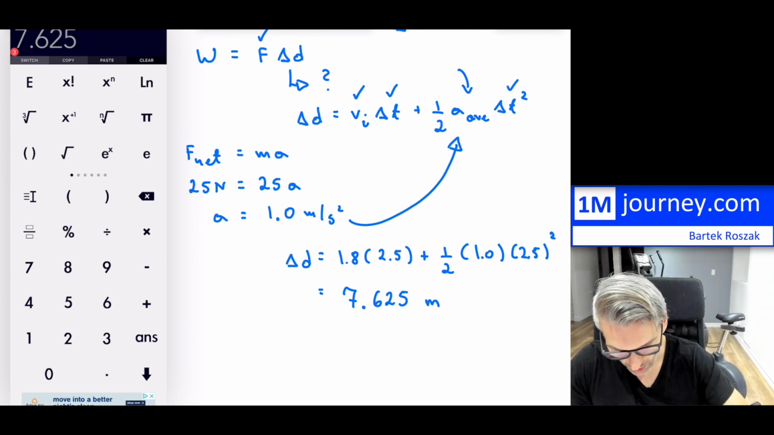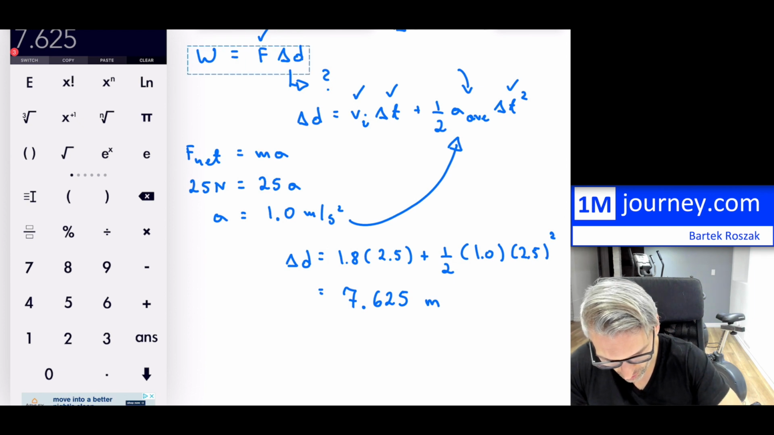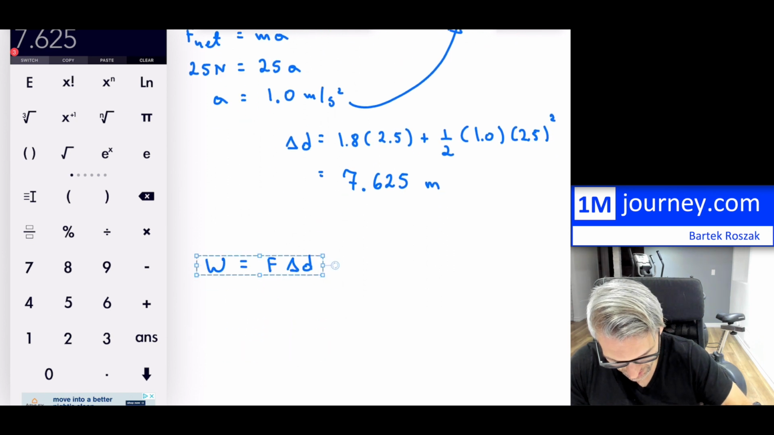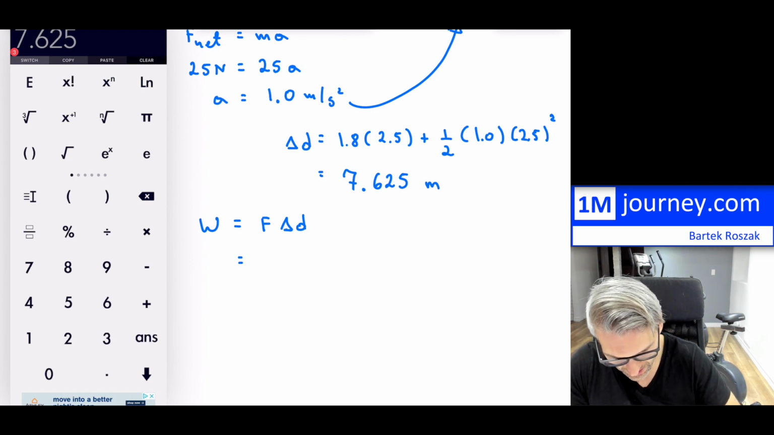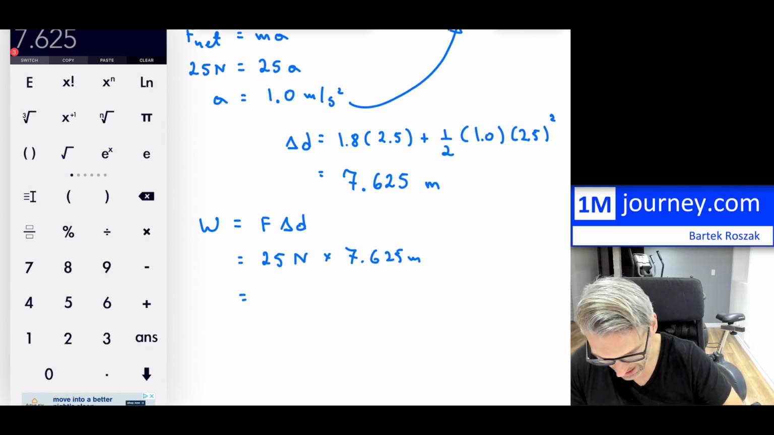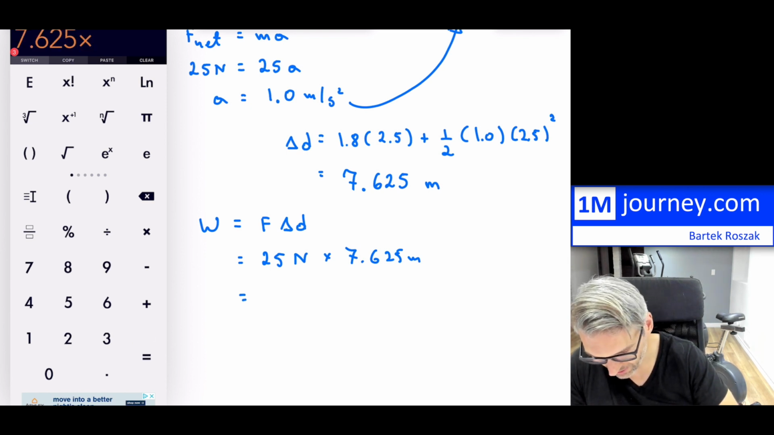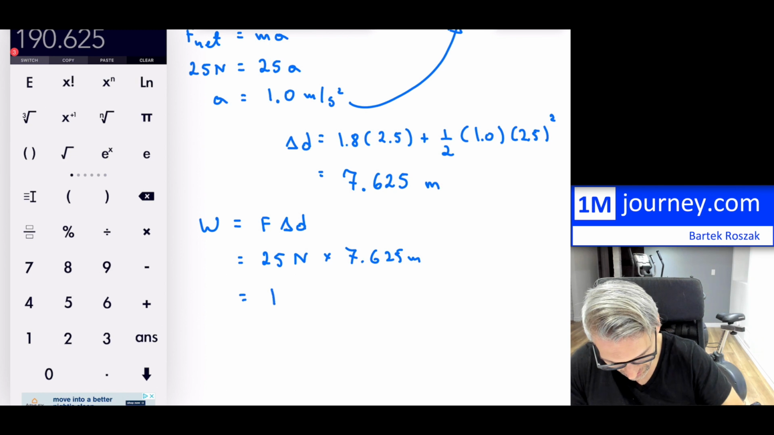So now in terms of work, if you want to find out what work is, I can bring this back down in here and substitute it all back in. My force that was present is 25 newtons, times my actual distance, which was 7.625 meters. So there you have it. Now I already have this on my calculator, so it's easy to compute. And that's going to be 190.625 newton meters or joules.